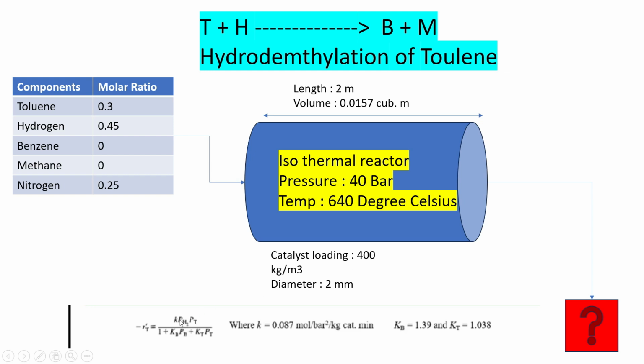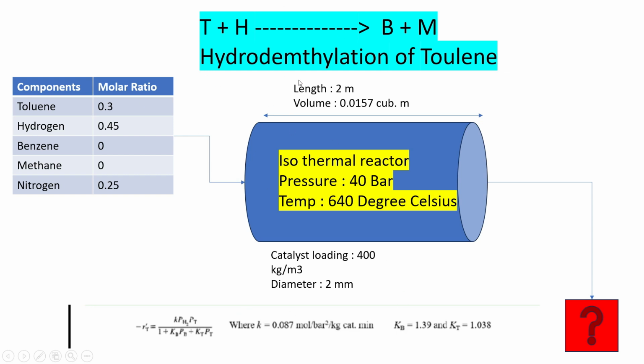Along with this, important things which are given, which are related to the rate reactions, that is, what is the partial pressures of hydrogen and toluene. So you can see the values of pH2 and PT. These are the partial pressures, and Kb and Kt are given. So Kb and Kt, capital K, are the adsorption constants. The values are given. Kb is 1.39 and Kt is 1.038. Also, a small k is given, which is the reaction rate constant, you can say 0.087 mole per bar square per kg catalyst per minute. That is the small k value it is given.